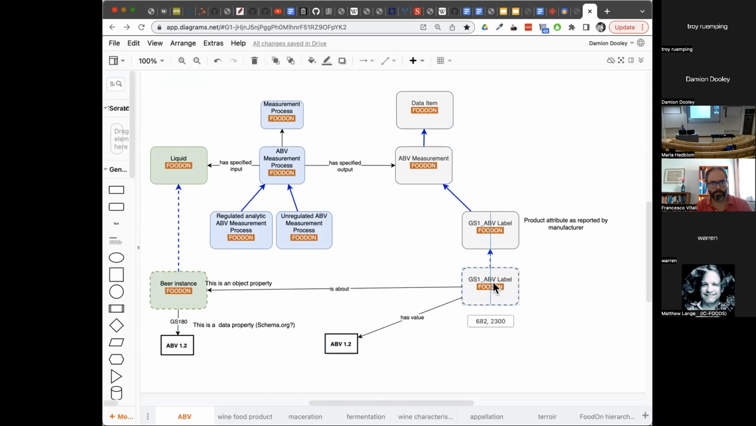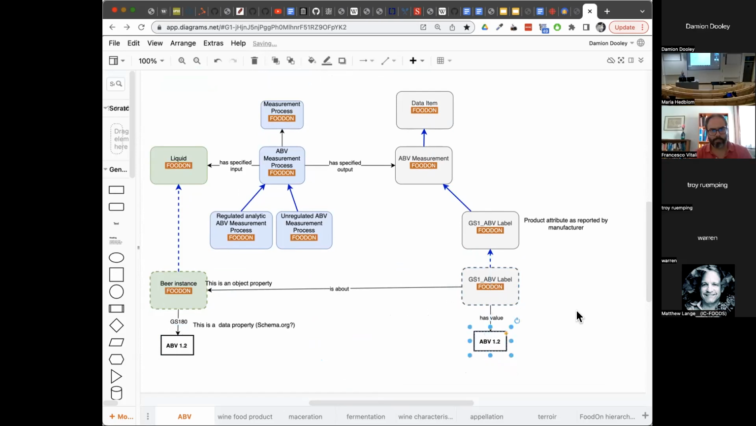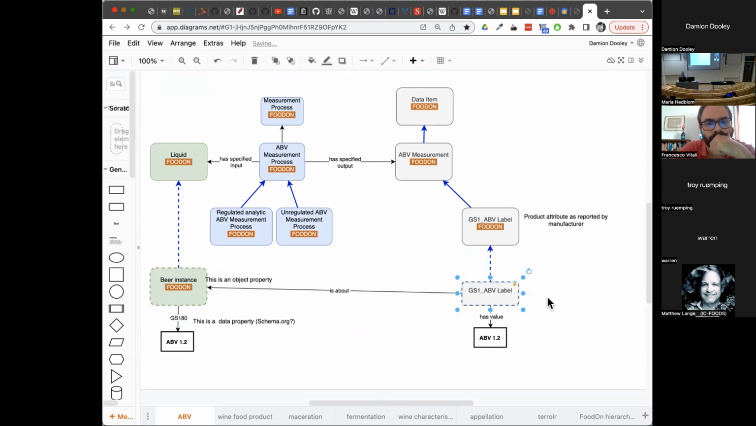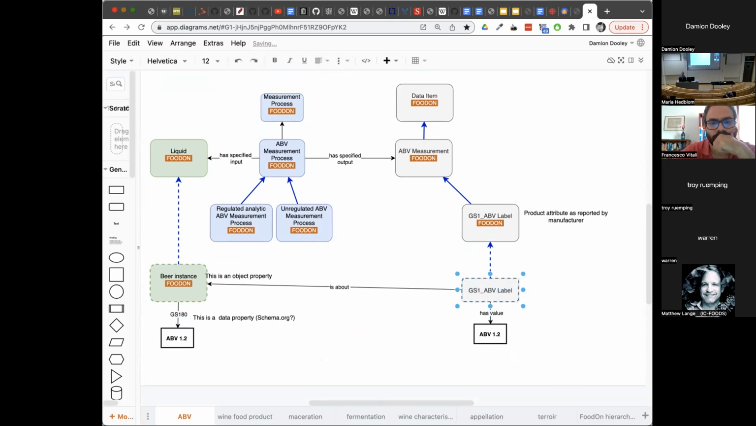May I? Yes. Just to add some water. I don't know who has made the question, but I don't think that a GS1 ABV label is an ABV measurement. It is a category of products having a certain ABV, but I don't think it is the output of a measurement. Right. It is an output, but it is not a measurement.